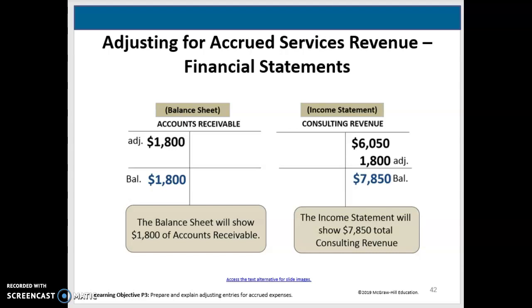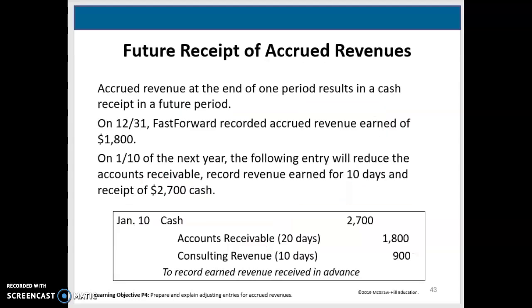So remember, we said we're going to receive that cash in the future. So this is what the entry is going to look like when it's actually time to receive it. So we have here, we have accrued revenue that we had done the accounts receivable for, that 1,800. So on the 31st of December, we accrued revenue for that 1,800. We debited accounts receivable and recognized the revenue. Well, then we get to the 10th of January, and we've actually earned all of it now.